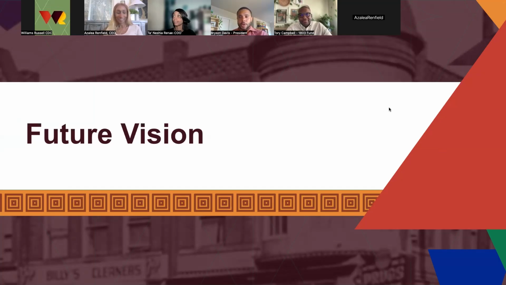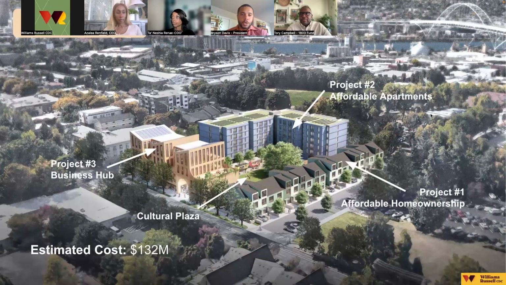Yeah, so let's talk a little bit about our future vision with our project, starting with what our project is generally going to look like. Next slide. So our project is really broken down into about 3.5 different projects across the whole block. The first project, which we'll be starting here in about a month's time, is the Affordable Homeownership Project. And you can see that stretching across what is Northeast Knott Street in the foreground of the image.